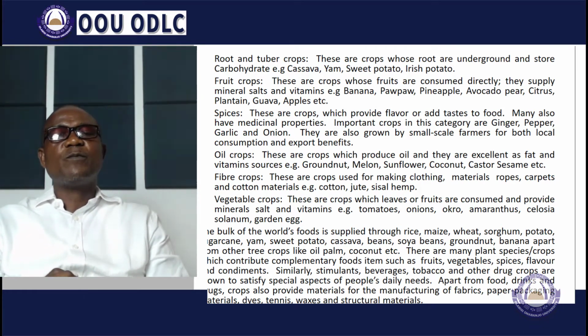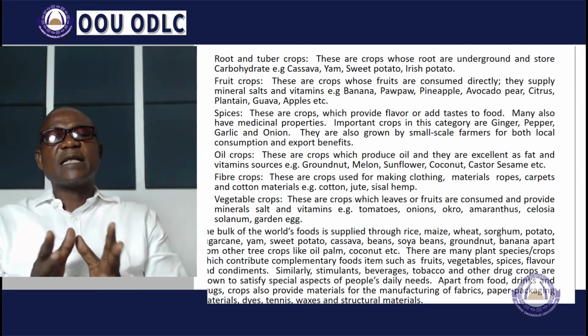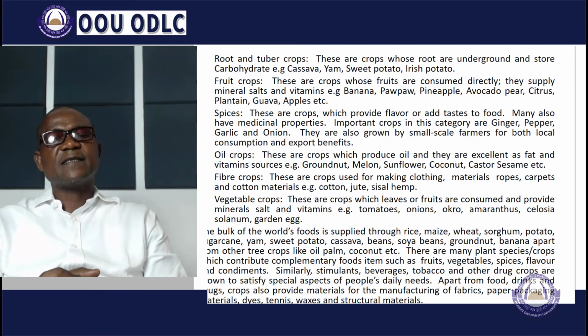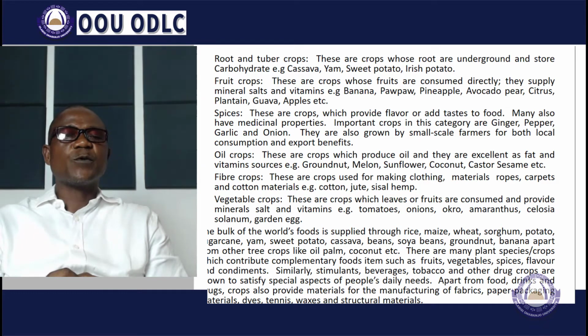Examples of which include bananas, pawpaw, pineapple, avocado pear, citrus, plantain, guava, apples, etc. Spice crops. These are crops which provide flavor or hot taste to food. Many also have medicinal properties. Important crops in this category are ginger, pepper, garlic, and onion. They are also grown by small-scale farmers for both local consumption and export benefits.